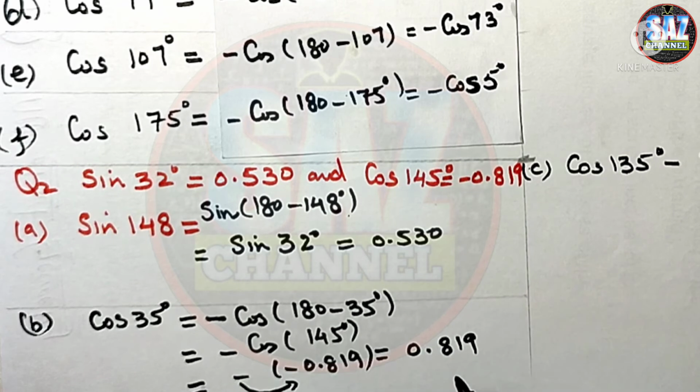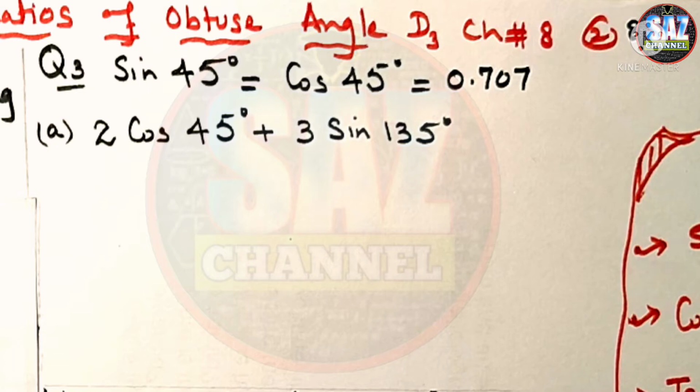Really easy questions. Moving to question number 3, let me read the question carefully from the book. Question 3 says that it's given that sine 45 degrees equals cos 45 degrees equals 0.707, corrected to 3 significant figures. Find the value of each of the following without using a calculator. The first one is 2 cos 45 degrees plus 3 sine 135 degrees.